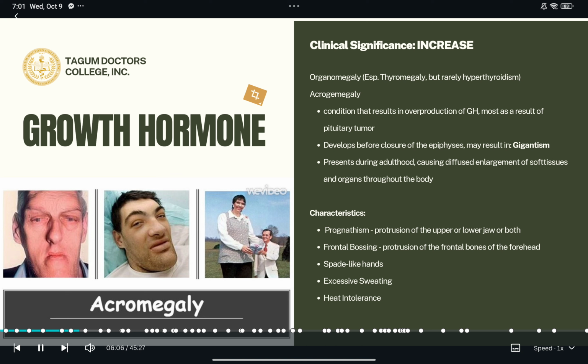The characteristics, as you can see, include prognathism, or the protrusion of the upper or lower jaw, or both. You can see here that it protrudes. We have frontal bossing, which is the protrusion of the frontal bones of the forehead. So both the jaw and the forehead protrude. And then we have spade-like hands, excessive sweating, and also heat intolerance.